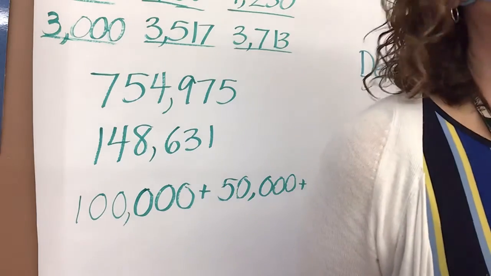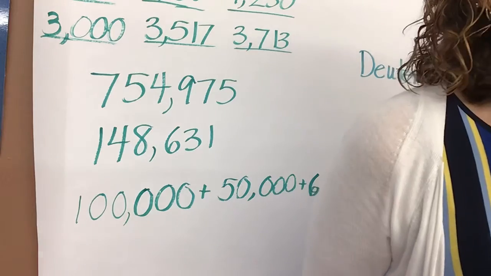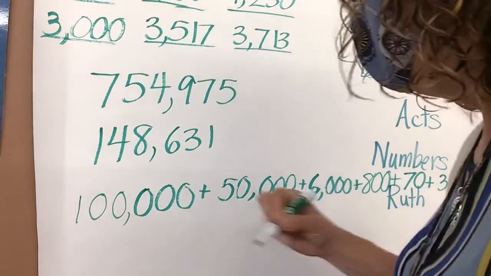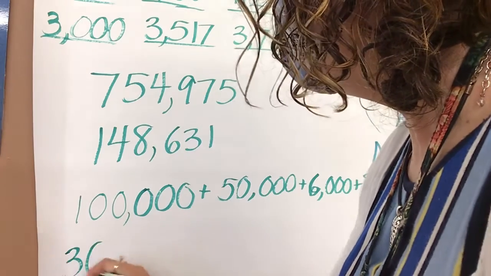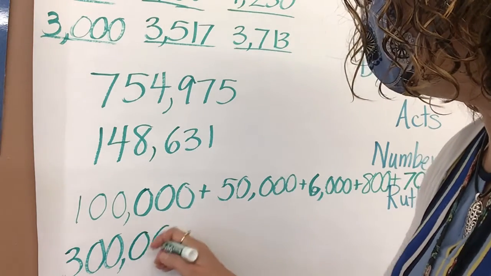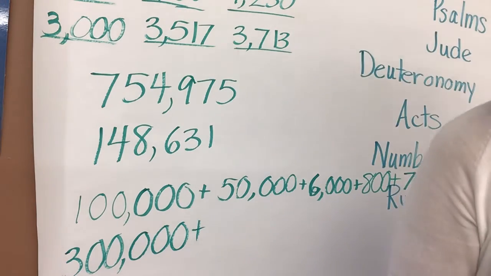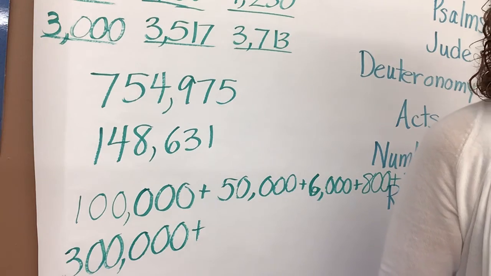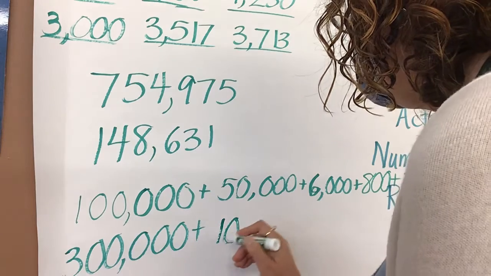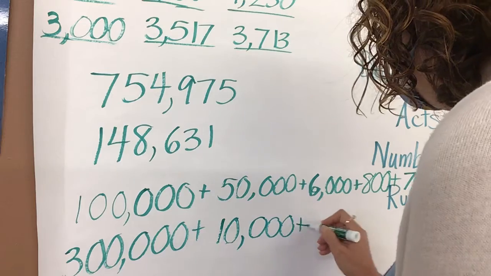319,281. So where's your 3? Not the 1,000s. In the 100,000. So you're going to write what? You're going to write 300, comma, because that's 300,000, and then you need 3 more zeros. Plus the next number being a 1. Where is that 1? In the 10,000. So what are we going to write? We're going to write 10,000. 10, comma, and then write 3 more zeros.